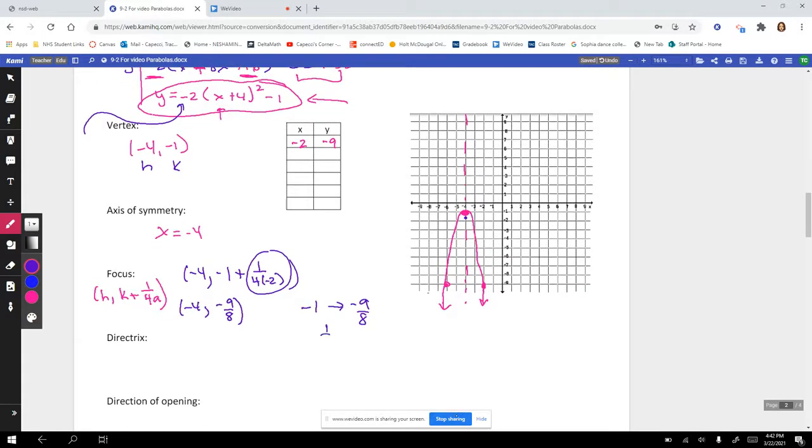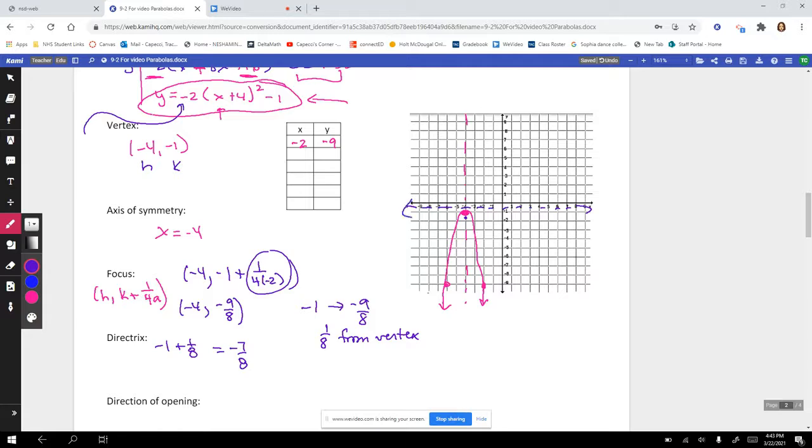It's 1/8 from the vertex, right? From the vertex. Okay, so for my directrix, I'm going to take negative 1, that was my vertex, and add 1/8 to it. So that's going to be negative 7/8. So that's going to be my line. My directrix is going to be right in here.